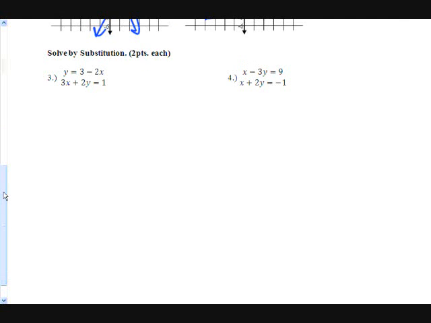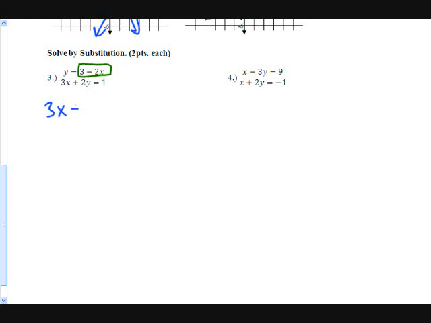For these next two, it asks us to solve by substitution. Really, this first one is a great example for substitution. With substitution, I have to solve for one of the variables in one of my equations. In this one, the first equation is already solved for y: y equals 3 minus 2x. So now I'm going to go to my second equation and plug that value in for y.